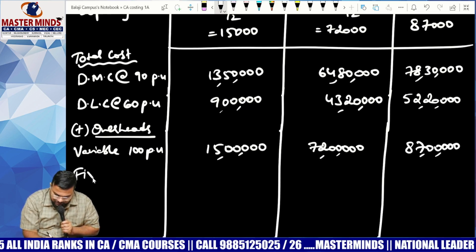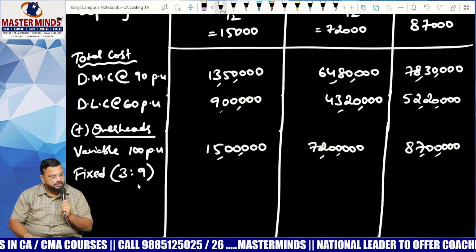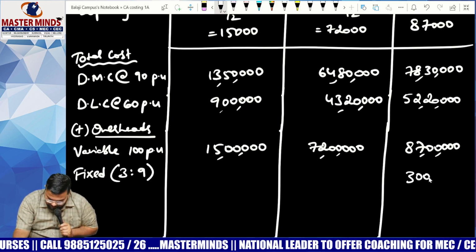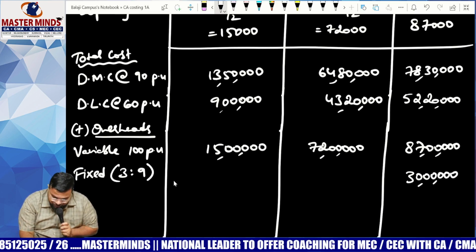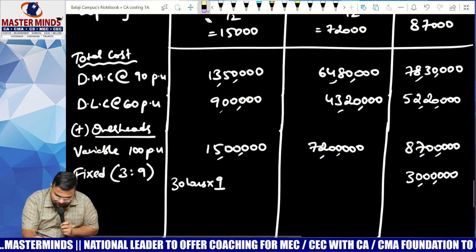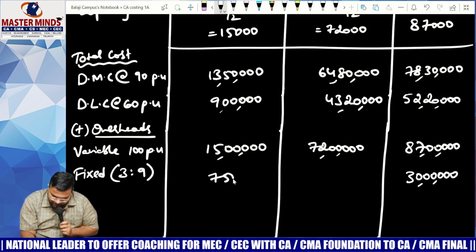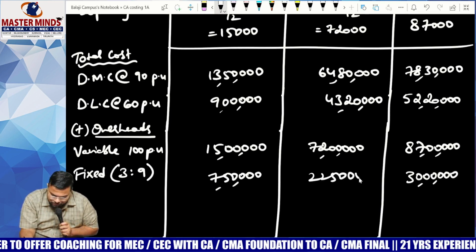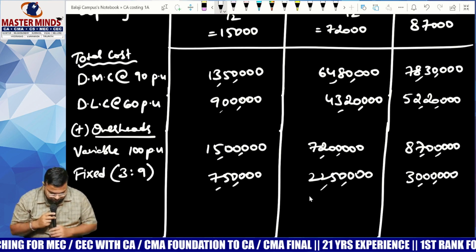Fixed, Nana. Fixed in the ratio of 3:9, right? 3:9. Why? Because total fixed overhead, how much? 30 lakhs per annum is given. So it should be split into 3 months and 9 months. So 30 lakhs into 3 by 12. How much, Nana? 7 lakh 50,000. And this one, 22 lakhs 50,000.